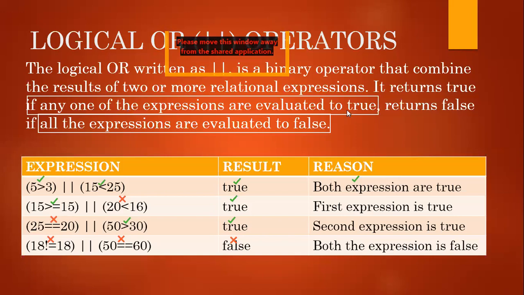So if a child has to fail, he has to fail in all the subjects. If the child fails in all the subjects, then he will be failed. But if he passes in any one subject, then he will be promoted. The problem is we don't use the OR operator in our education system. We use the AND operator. For that, the child has to pass all the subjects.